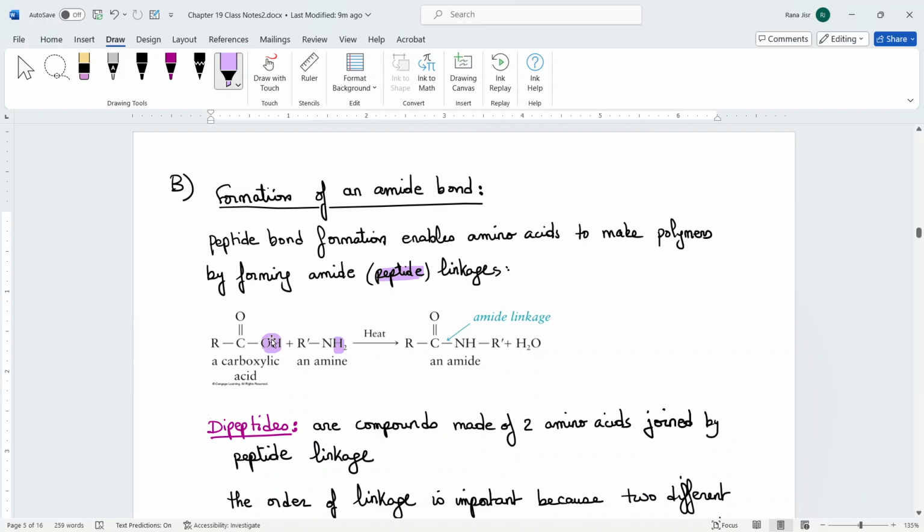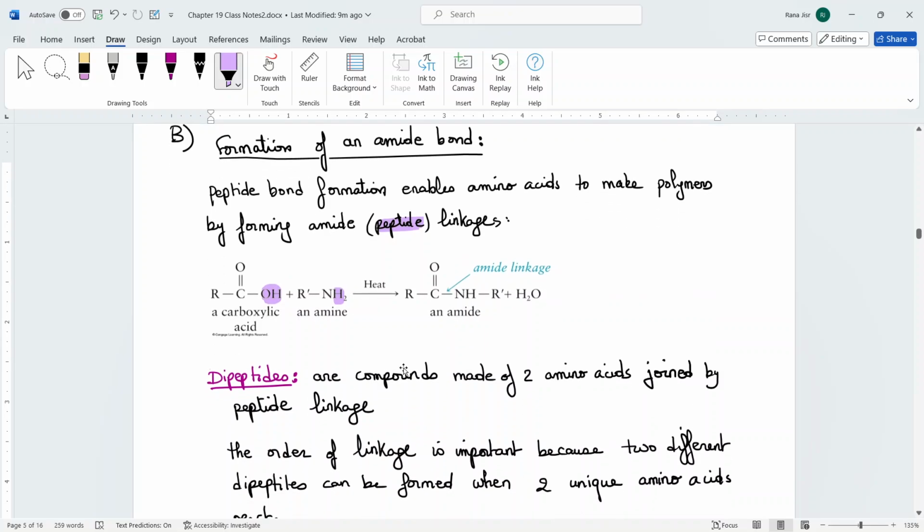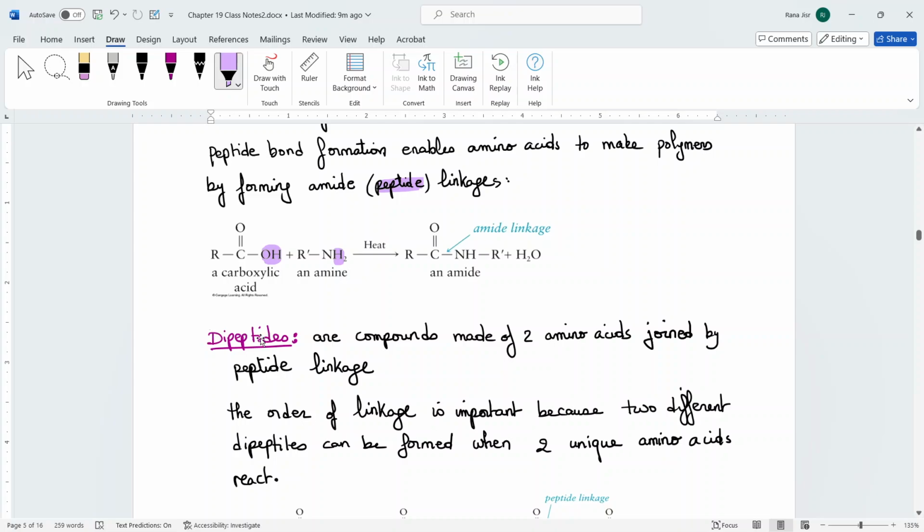So one amino acid will lose an OH, the other one will lose the hydrogen from the amine, and you are going to connect those two amino acids by a peptide linkage or an amide linkage. Both are the same. If you connect two amino acids together, this is going to be a dipeptide. If you connect three amino acids together, it's a tripeptide. A tetrapeptide is whenever you have four amino acids connected together, and so forth. A pentapeptide is 5 amino acids, and as you go.